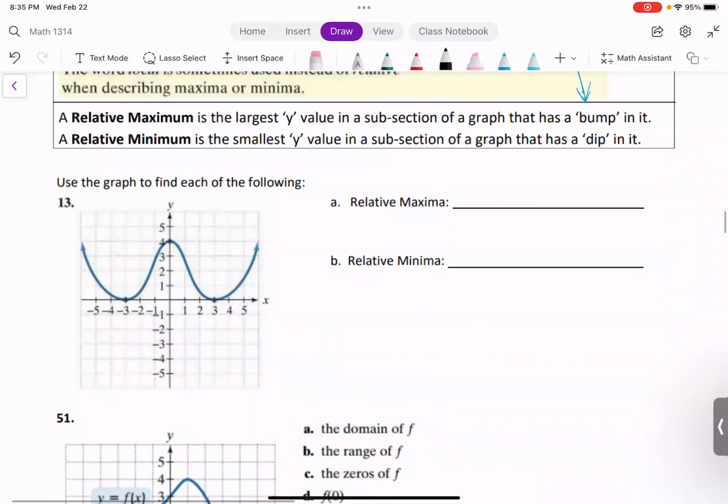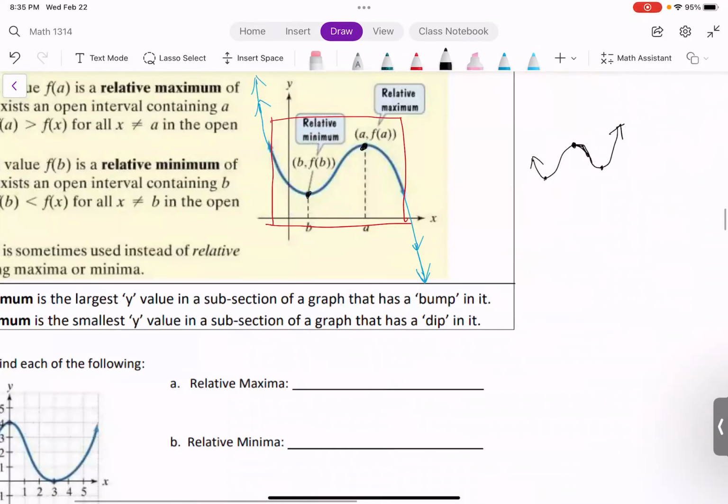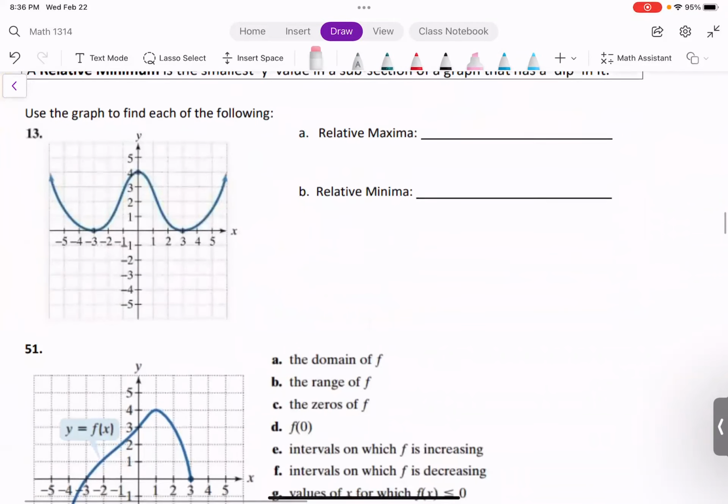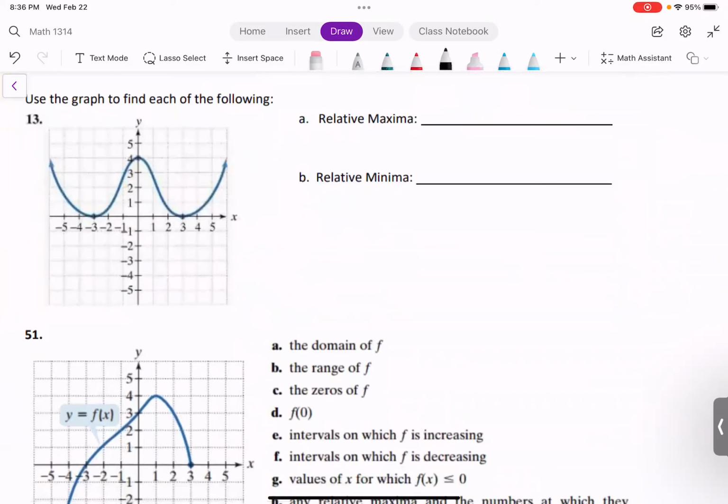Remember that relative maximum and relative minimum both refer to the y value, because the dips and bumps are all y values. So the relative minimum and maximum tell us the y value at that point. Let's look at the graph here. What is the relative maximum? That's the bump here, and the y value at this bump is 4.